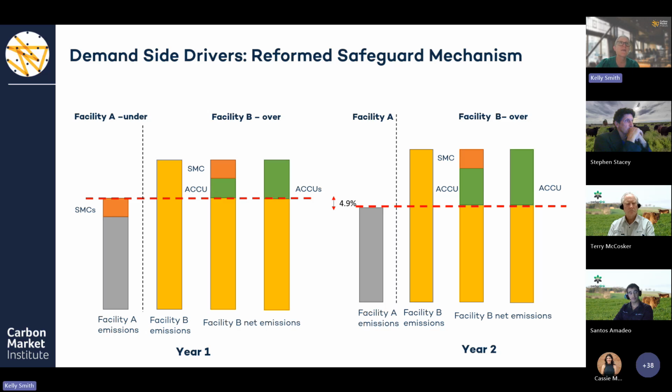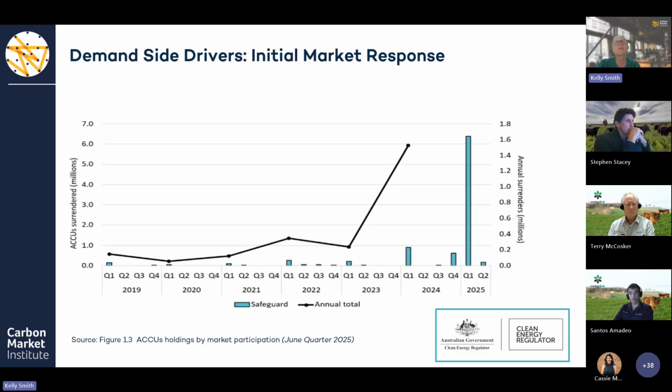So one of my other favourite graphs, and if this was a more interactive forum, I would ask people to guess. This is a graph. I've said holdings, but it's actually surrenders. So this is annual surrenders of ACCUs from 2019 through to 2025. If you had to guess when the first compliance period for the reformed safeguard mechanism was, when would you pick? If I could see hands, I'd offer chocolates, but if you picked Q1 2025, then you'd be right. All net positions need to be settled by the 31st of March in the quarter following the end of the compliance period.